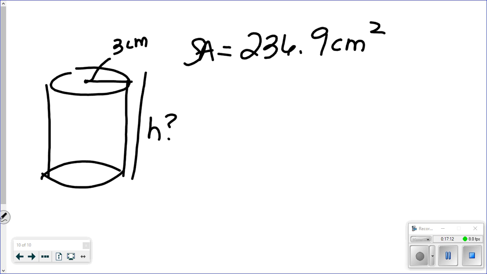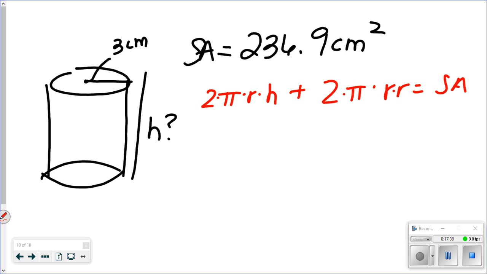How would I start to find what I'm missing? What do you think I would do? What would be a good idea just to start with? Write it out. Fill in what we know. So we know it's 2 times pi times r times h plus 2 times pi times r squared equals surface area. The only thing you don't know is the h. You know everything else.